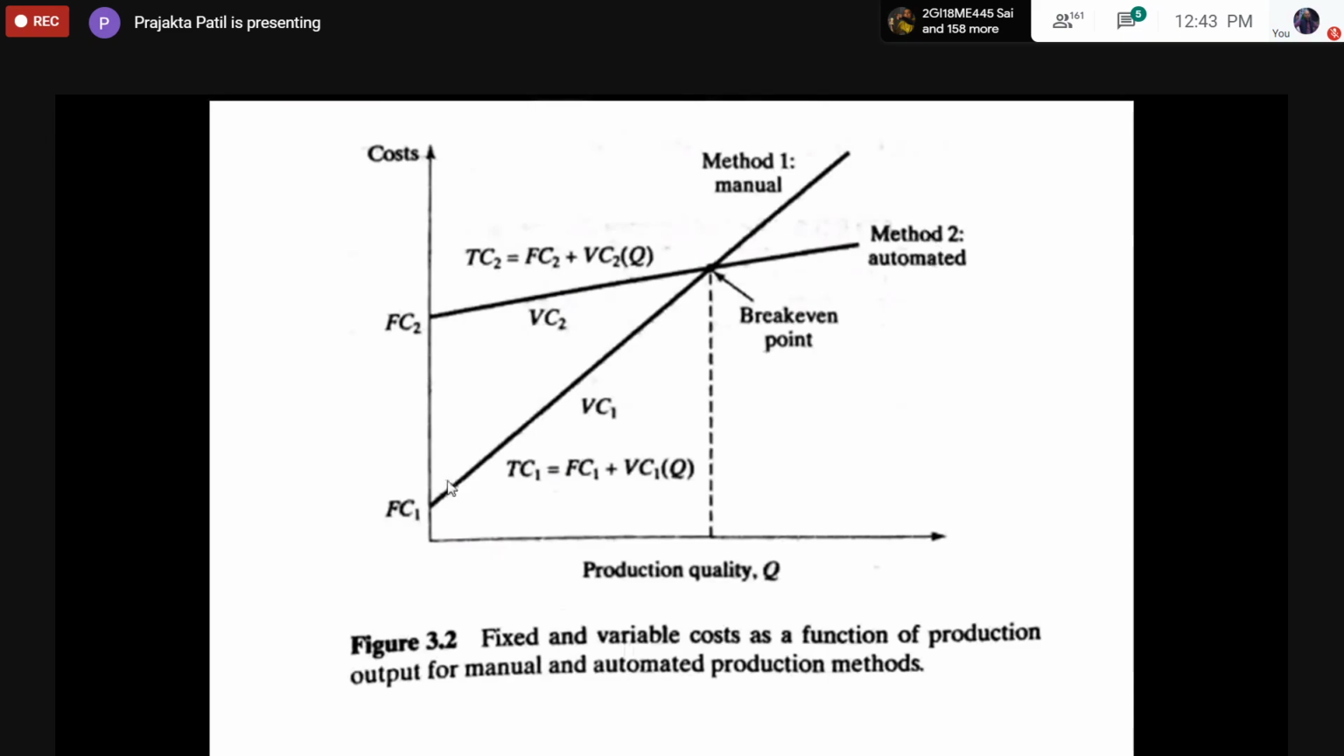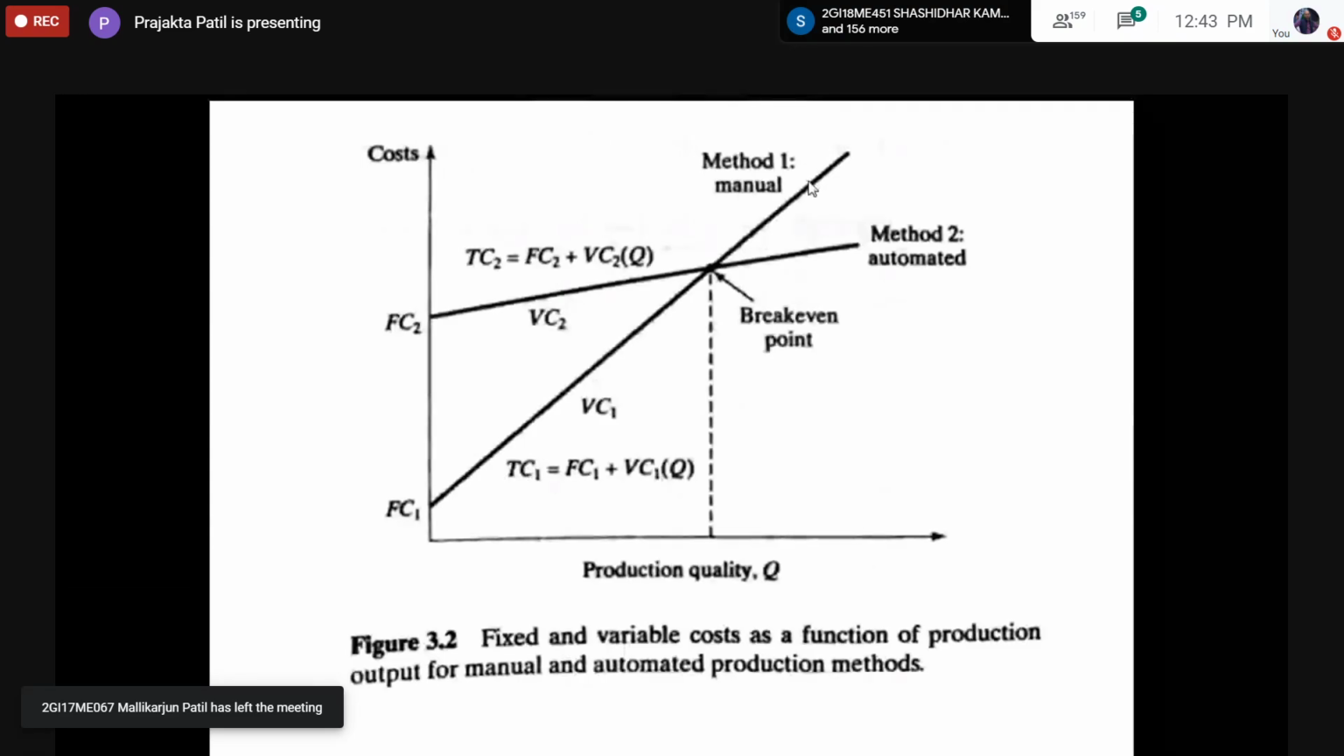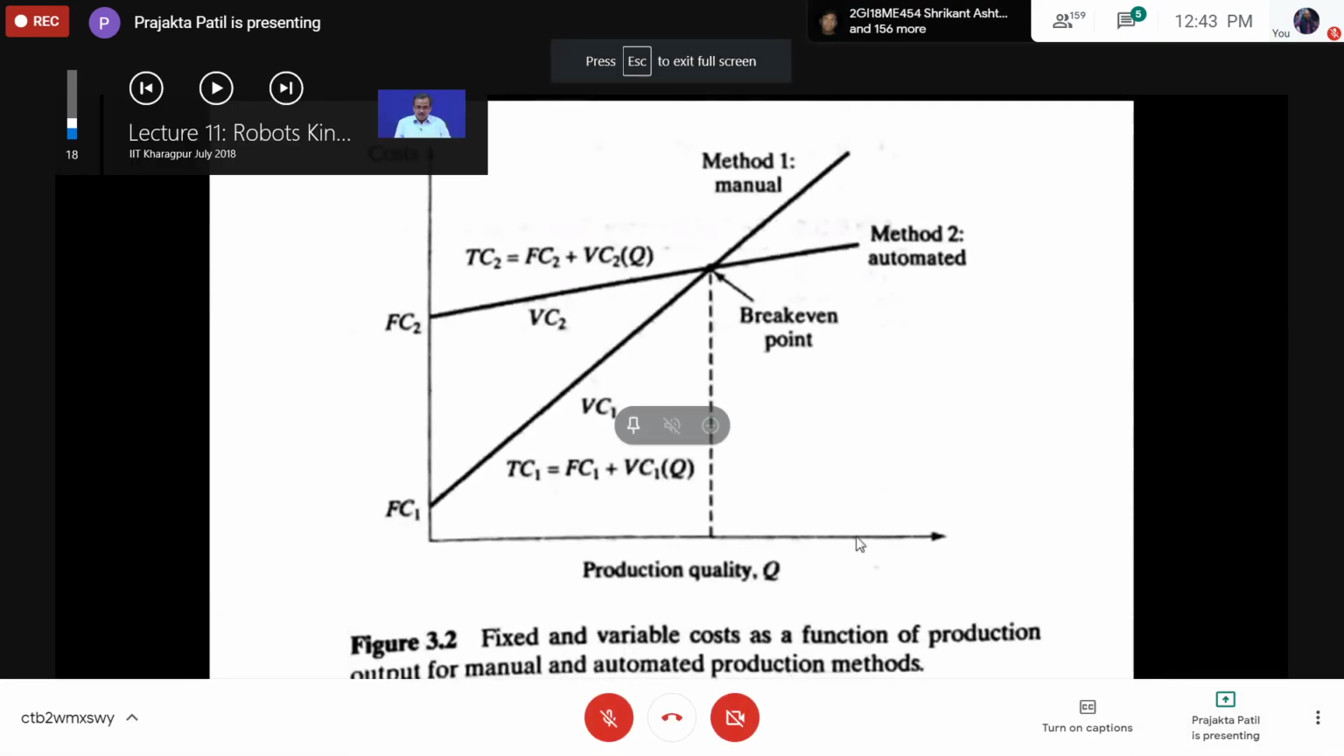Now, when we talk about the fixed cost, it is the cost with respect to your buildings and the equipment. When it comes to the manual method, the initial investment is comparatively less than the automated method. So the fixed cost here is more, whereas for the manual method it is less. When it comes to variable cost, it is the other way around. The variable cost will go on increasing with production quantity. As the quantity increases, the variable cost also increases.